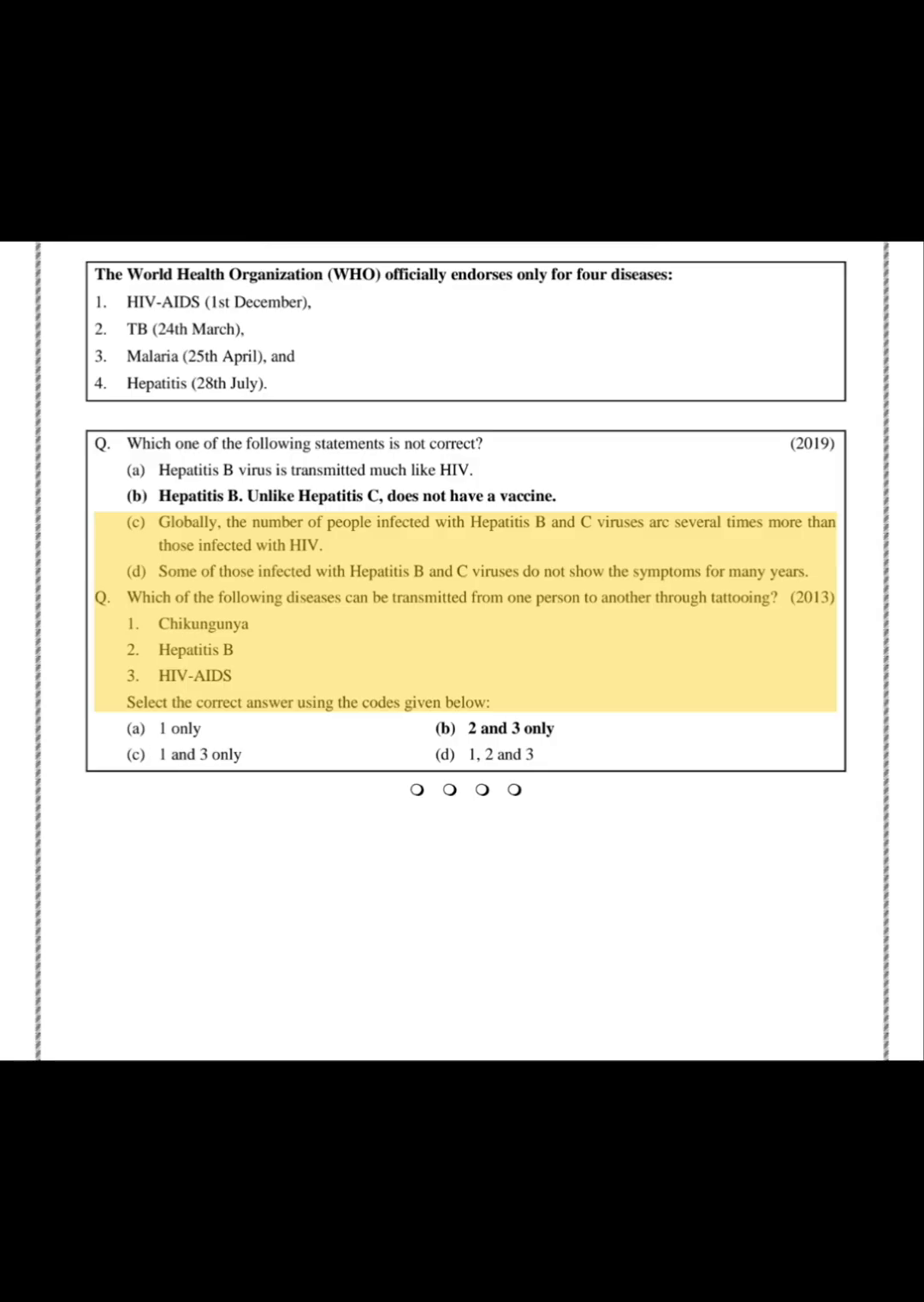Q. Which of the following diseases can be transmitted from one person to another through tattooing? 2013. 1. Chikungunya. 2. Hepatitis B. 3. HIV/AIDS. Select the correct answer using the codes given below. A. 1 only. B. 2 and 3 only. C. 1 and 3 only. D. 1, 2 and 3.